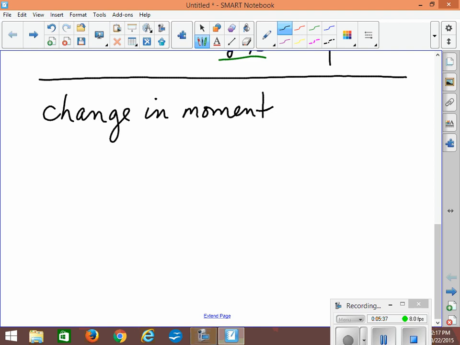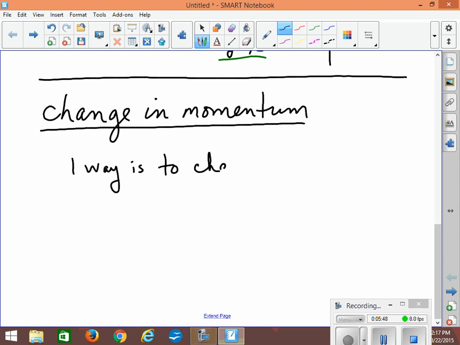Well, there are two ways you can change momentum. One way is to change the mass of something. That's not easy to do. It's hard to imagine how you would change something's mass.